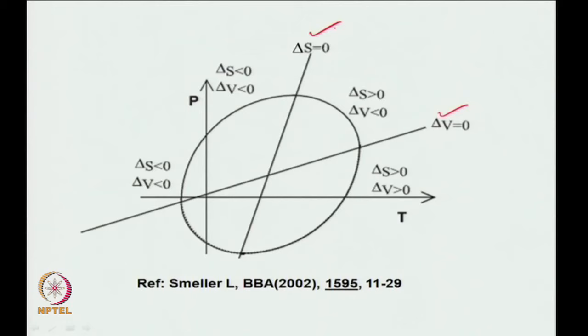On the left of delta S equal to 0, what do you have? You have delta S less than 0. Now, on the top of the delta V equal to 0 line, what is delta V? It is always less than 0. When you are on the other side, you have delta V greater than 0. Okay. And this is just how you read the elliptical diagram. This is essentially an elliptical pressure temperature plot of a certain protein. Now, what does this help us do?